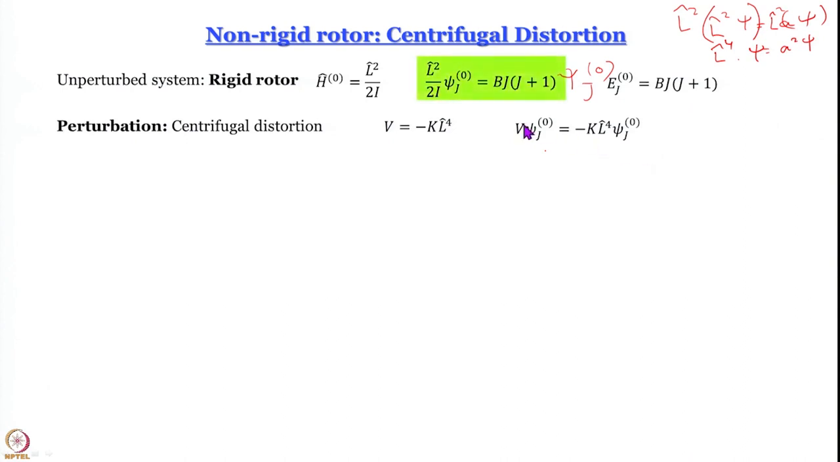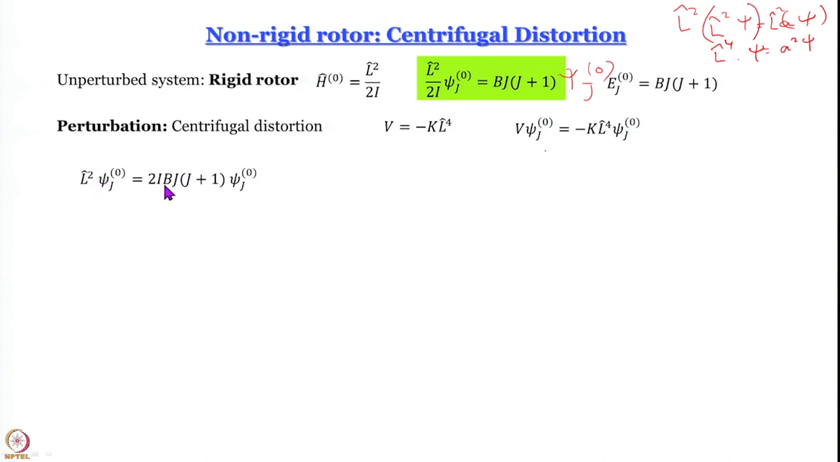Now, remembering that L square by 2I operating on psi j zeroth gives me b j into j plus 1, I can rewrite that and get L square operating on the uncorrected wave function to give me 2I multiplied by b multiplied by j into j plus 1 multiplied by psi j zeroth. Now, what do I have to do to get this eigenvalue of L to the power 4? I have to make another L square operate here. So, when I do that, what do I get?